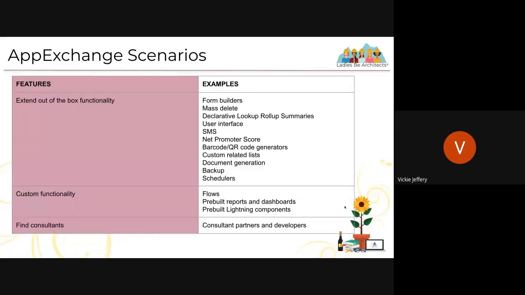Okay, some AppExchange scenarios. I'm just going to go through some things that are available. Sometimes I name names, sometimes I don't, but I'm just going to give you an idea of the things that you can get from AppExchange in apps and components, etc. So we want to extend out of the box functionality. We've got form builders, we've got master delete, we've got declarative lookup rollup summaries, which I mentioned before, we've got user interface tools, SMS, etc. Now I'm going to quickly go through these because I know I'm running out of time. So custom functionality: pre-built flows, pre-built reports, pre-built Lightning components. You can find consultants. We'll go to the next slide, Adrian.